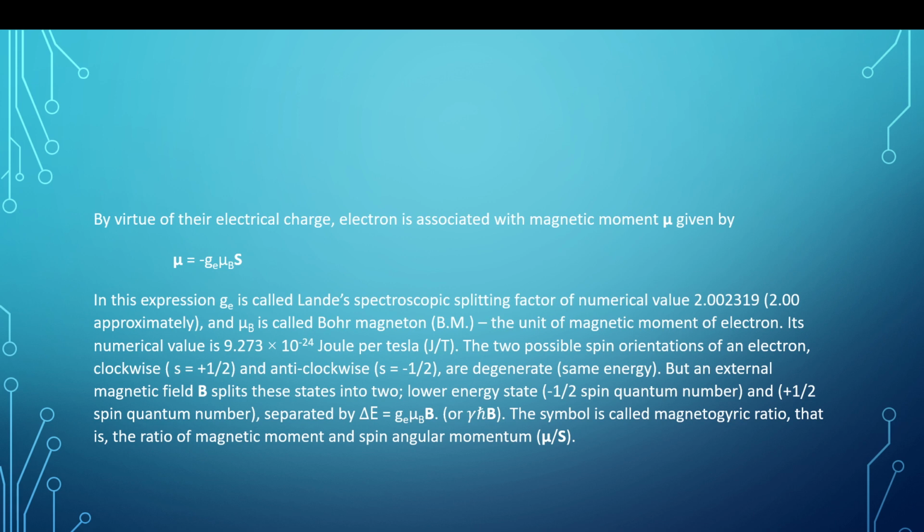When an external magnetic field is applied, the spin vector is split into two components. One corresponds to anti-clockwise spin, another one corresponds to clockwise spin. We have two energy states separated by delta E equal to gamma ħ B.